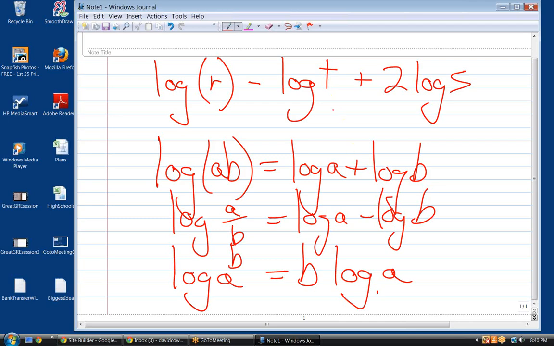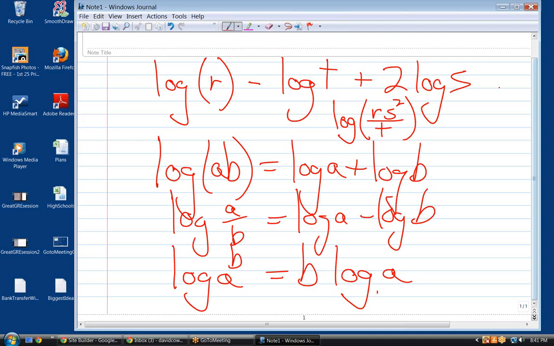So it would be the log of what? Well, since there's subtraction, it might be r divided by t times s. R divided by t is correct. And the first thing we really should have done was move this 2 to the exponent of s, because that's the answer. If you wait and move it afterwards, it's not quite as clear that it's supposed to be s squared.